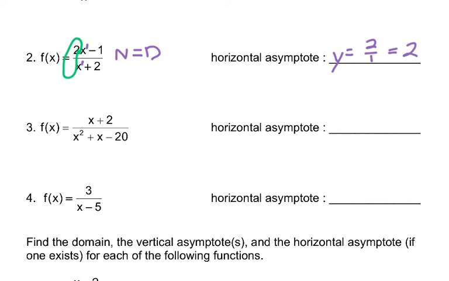Number 3, I've got an x to the first on top and an x squared on bottom. So here the numerator is less than the denominator. The bottom has the bigger exponent. Whenever the bottom has the bigger exponent, your horizontal asymptote is always at y equals 0.